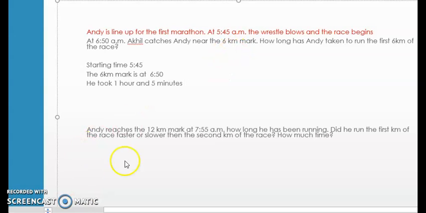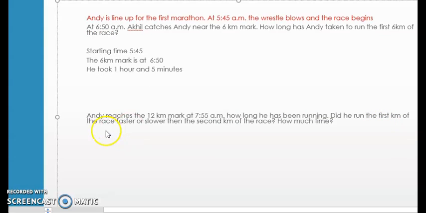Likewise, in this question, Andy reached the 12 km mark at 7:55 am. How long has he been running? Did he run the first 6 km of the race faster or slower than the second 6 km of the race? We need to find the difference. He took 1 hour and 5 minutes for the first 6 km. But now they said that at 12 km he came at 7:55 am.